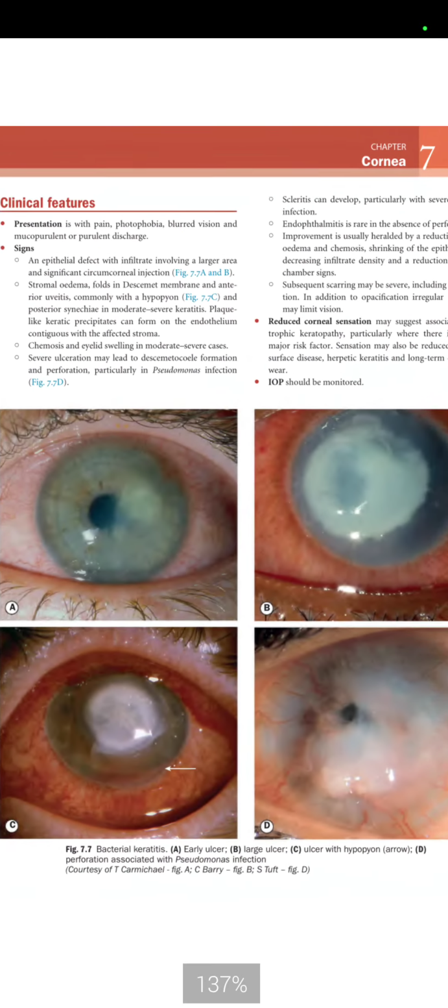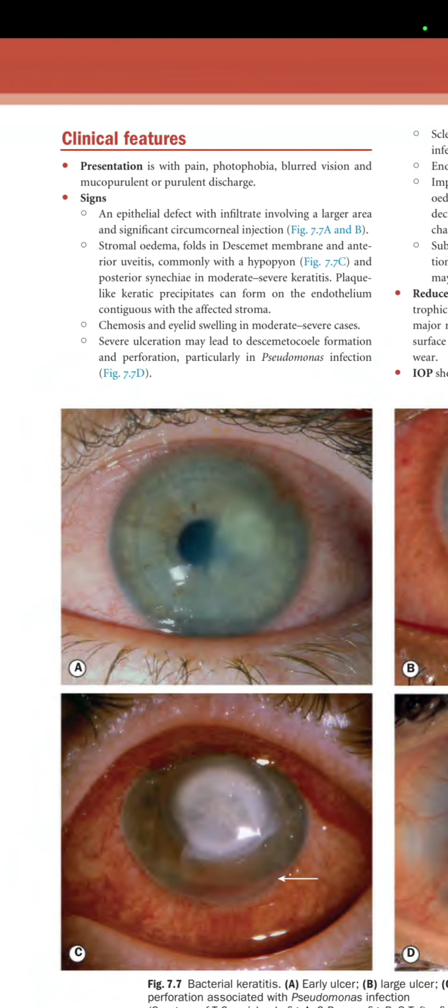So what are the clinical features of bacterial keratitis? Presentation is with pain, photophobia. What does photophobia mean? There is an increased sensitivity to light, blurred vision, mucopurulent and purulent discharge. And what are the signs? So what are the symptoms? Symptoms are basically what the patient presents with, and signs are what we see on the slit lamp and clinically.